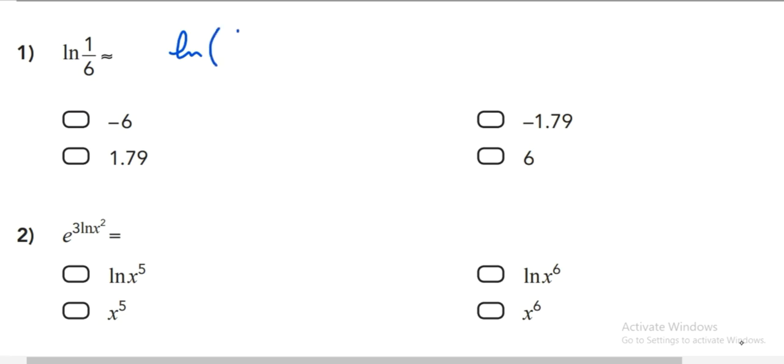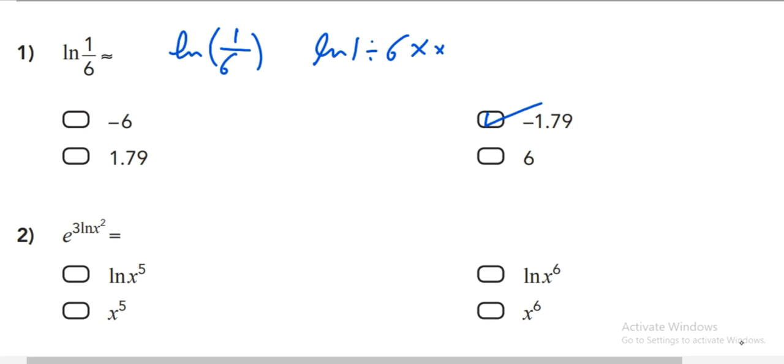Ln, open bracket, 1 over 6. Don't write it as ln 1 divided by 6. This is wrong. You will not get the correct answer. You have to write ln and between brackets put 1 over 6 and you will get this value, negative 1.79.